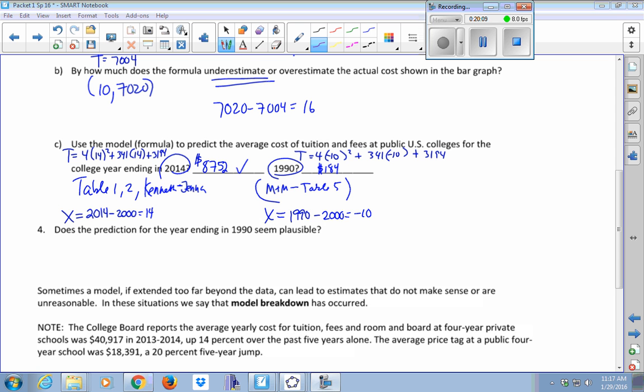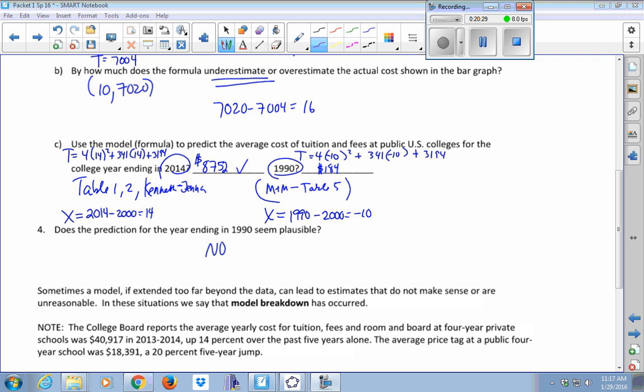Okay, so does the prediction for the year ending in 1990 seem plausible? No. Well, actually, if we went back a few years, it would have been negative, right? We can actually find when it would have been 0 using the model. So no, it doesn't seem plausible.